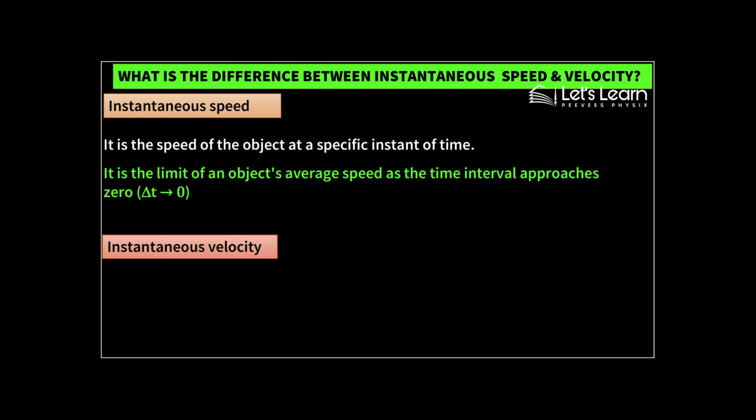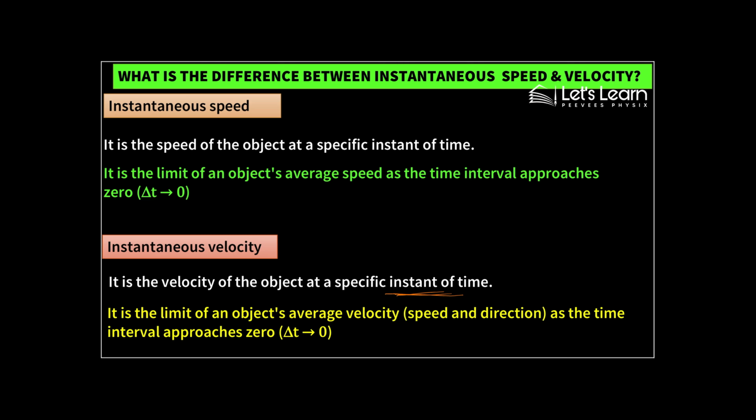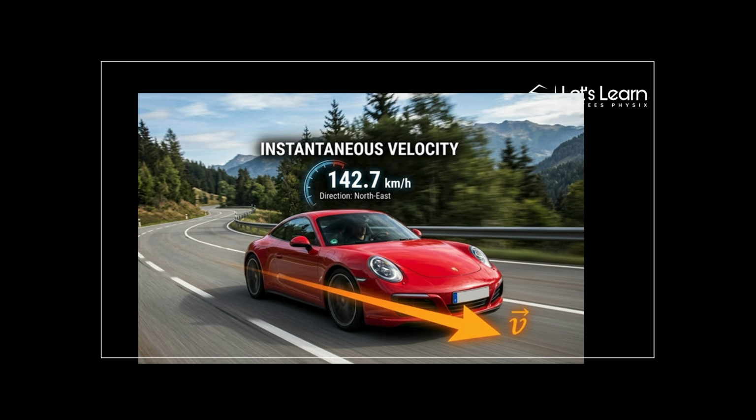Now let's see instantaneous velocity. Same way, velocity of the object at a specific instant of time. And how do we get it? First, go for average velocity, then make the time interval very close to 0, but not equal to 0. Changing my wordings, average velocity becomes instantaneous velocity when the time interval approaches 0. Now, how will you find the instantaneous velocity of a car? In case of a car, the speedometer gives you instantaneous speed, or instantaneous velocity if it specifies the direction.